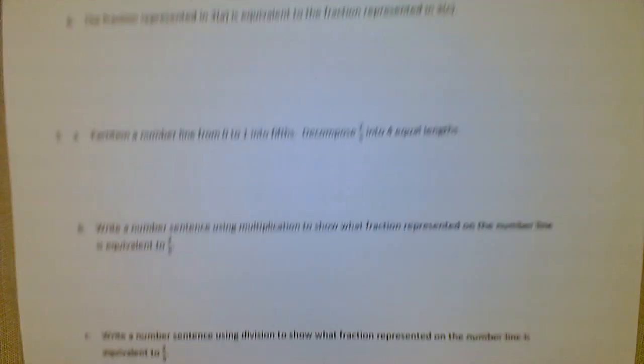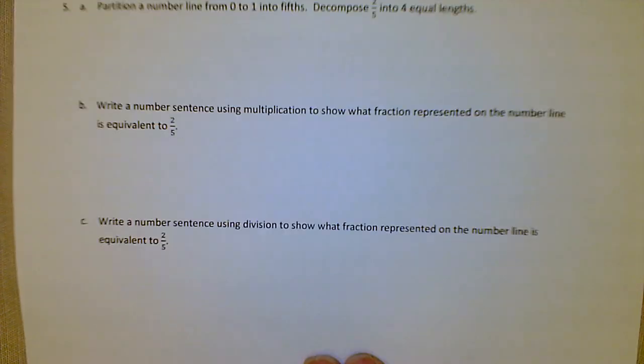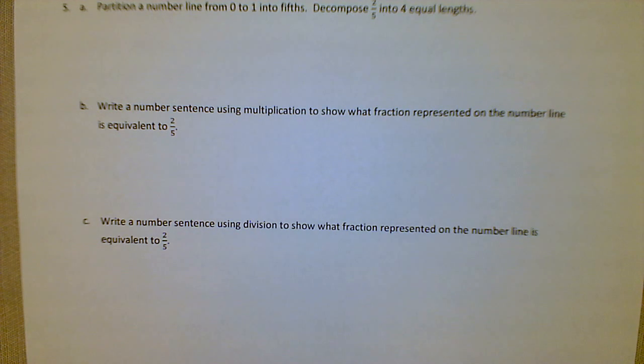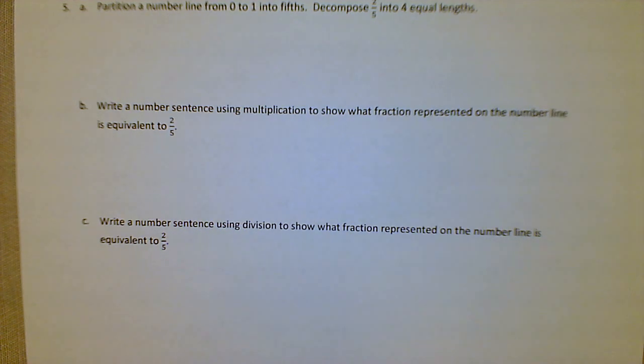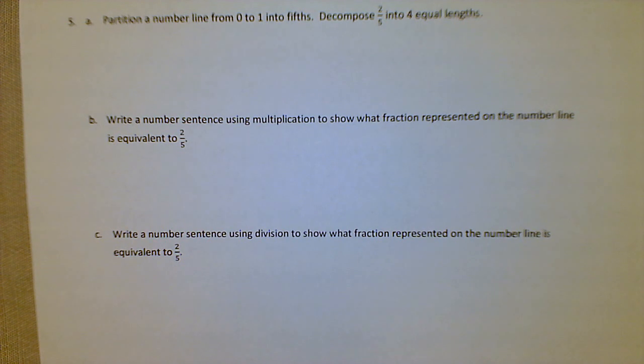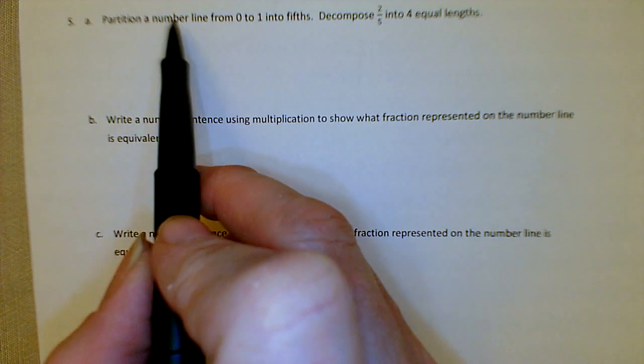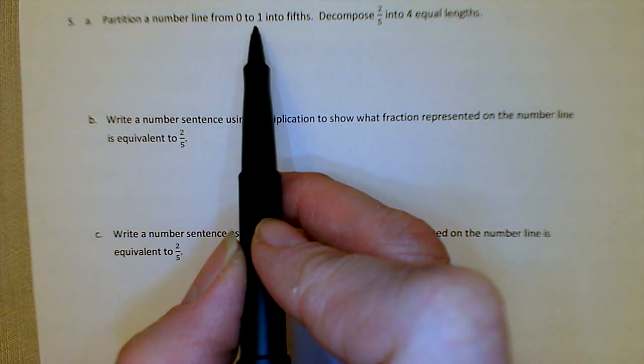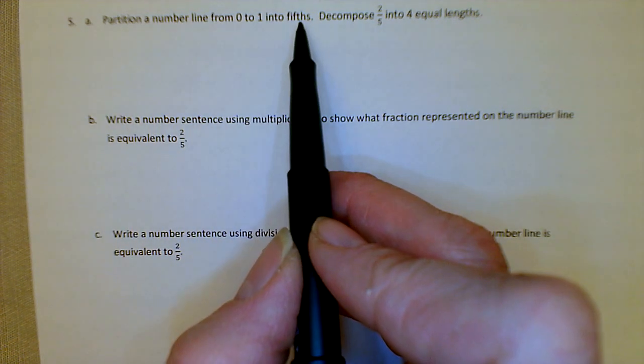Let's take a look at problem number 5, because this is where it gets a little tricky, similar to that third example that I did in the problem set in the previous video. This is where things are getting a little bit different. So let's read and see what it says. It says partition a number line from 0 to 1 into fifths.